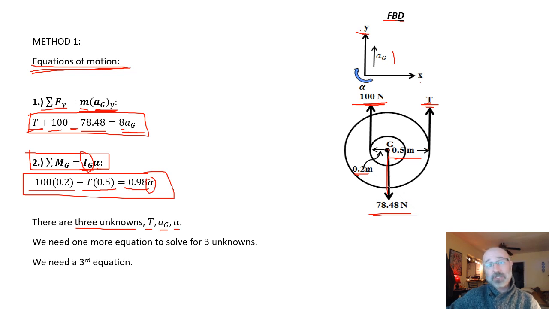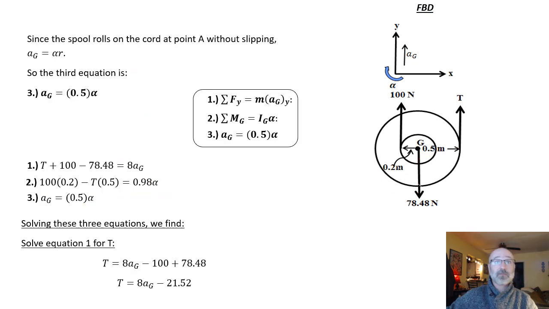So now we can go back to that procedure for analysis we talked about and figure out how to get this third equation. We need one more equation to solve for these three unknowns. So for my third equation, I can look here and see that this is a spool that rolls on the coordinate point A right here. And it rolls without slipping, and that's given to us in the problem statement. So because we're making that assumption, which is given to us in the problem so we don't need to verify it, we have a sub g is equal to alpha r. So we can plug that in as our third equation, plugging in our value for r: a sub g is equal to 0.5 times alpha.